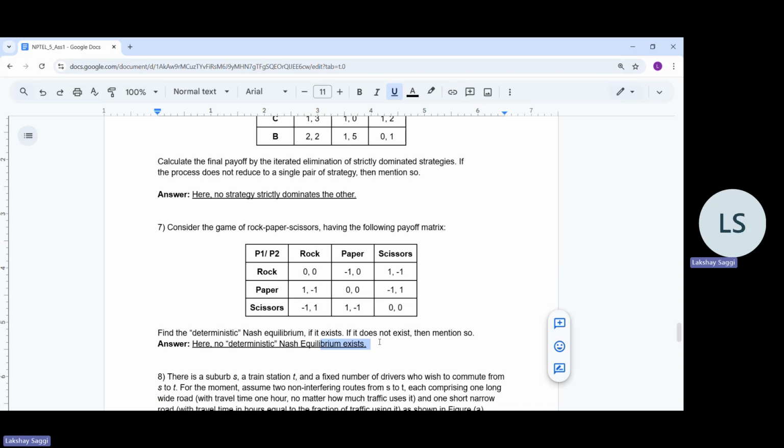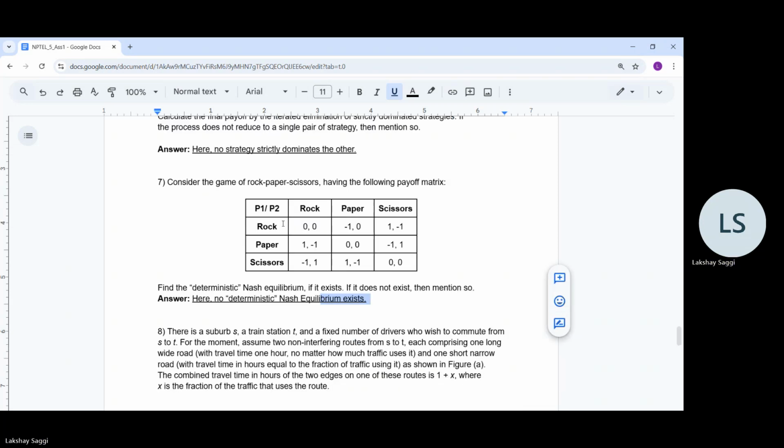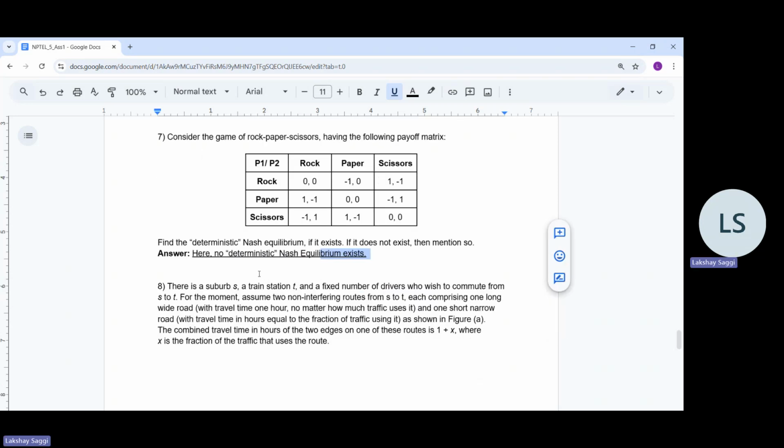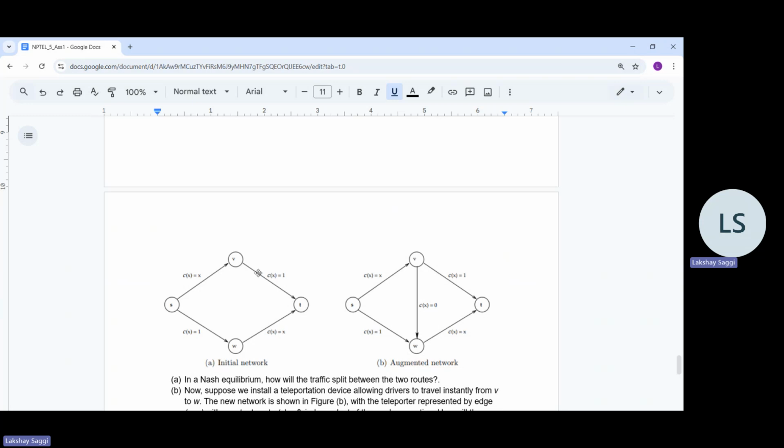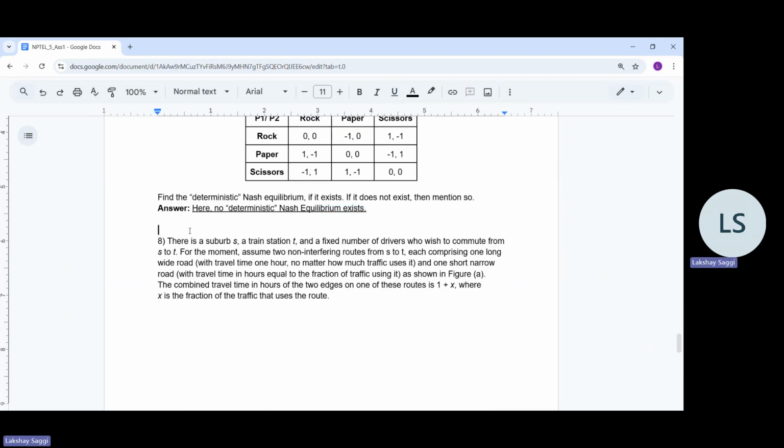But one cool thing to note here is that you will see in the upcoming lectures that there is some notion of a Nash equilibrium which always exists. I'm not saying this deterministic Nash equilibrium, but there is some notion of Nash equilibrium which does exist, which is called a mixed Nash equilibrium, which you will see in the upcoming lectures, I hope. But anyways, maybe we can go to the eighth question.